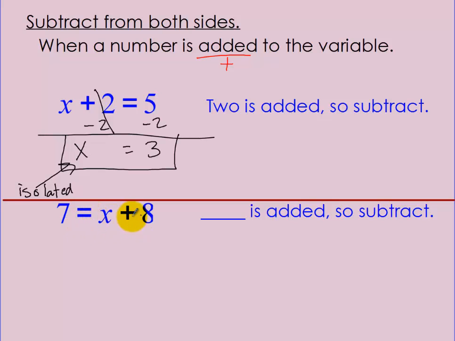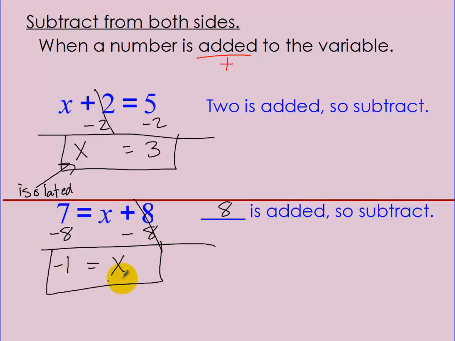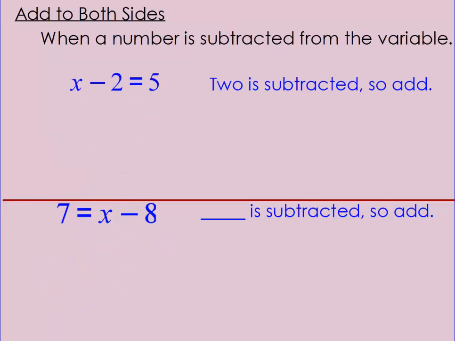Now let's look at the second equation. The x is on the right. That's okay. But it's x plus 8. We want to subtract that 8. So when 8 is added, we want to subtract. So we subtract 8 on both sides of this equal sign. And these 8's go away, they cancel out. We get 7 minus 8 will be negative 1. So x equals negative 1. That x is isolated.